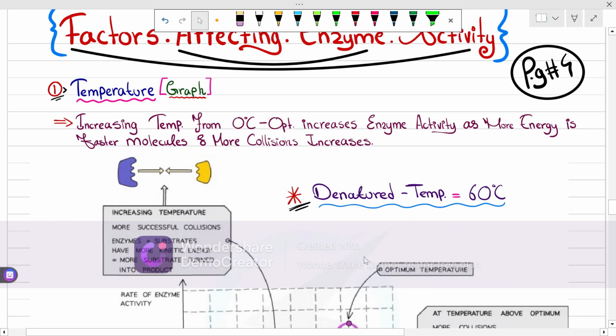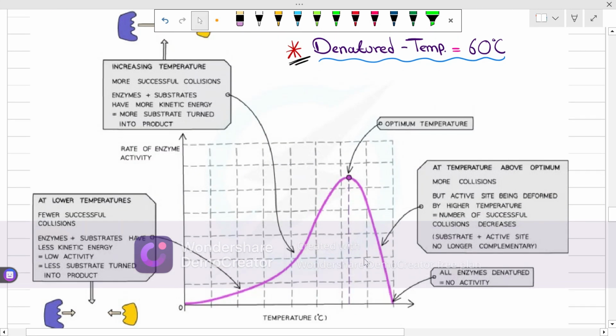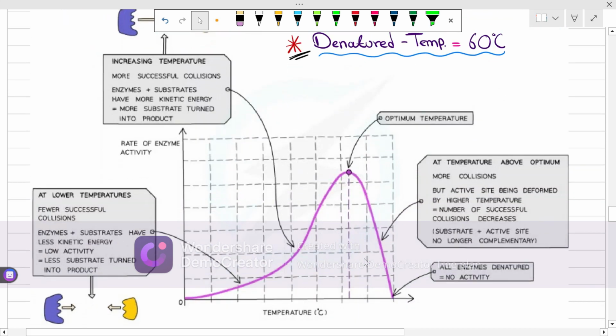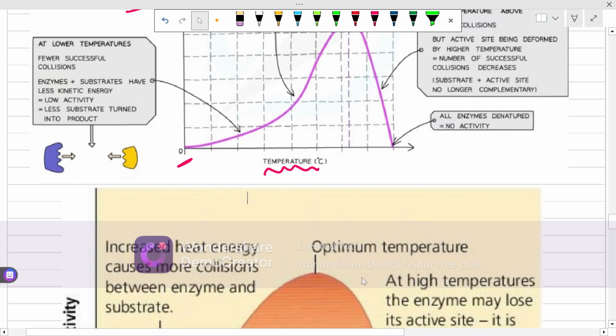This is the graph for temperature. As we increase the temperature from 0, the enzyme activity increases as more energy is given to the molecules, making them faster, and more collisions occur. So this is the graph. Let's understand the graph. We have 0, and on the y-axis we have rate of enzyme activity. On the x-axis we have temperature. This means temperature is the independent variable, the variable to be changed.